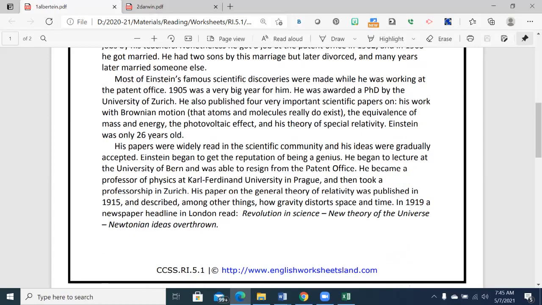His papers were widely read in the scientific community, and his ideas were gradually accepted. Einstein began to get the reputation of being a genius. He began to lecture at the University of Bern and was able to resign from the patent office. He became a professor of physics at Karl Ferdinand University in Prague and then took a professorship in Zurich. His paper on the general theory of relativity was published in 1915 and described, among other things, how gravity distorts space and time. In 1919, a newspaper headline in London read, Revolution in Science, New Theory of the Universe, Newtonian Ideas Overthrown.